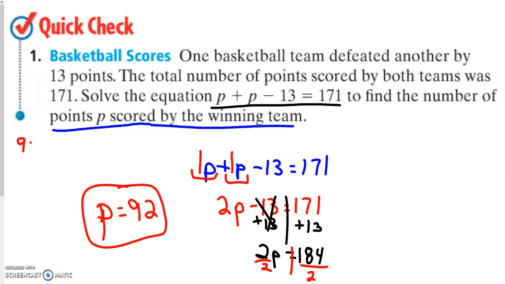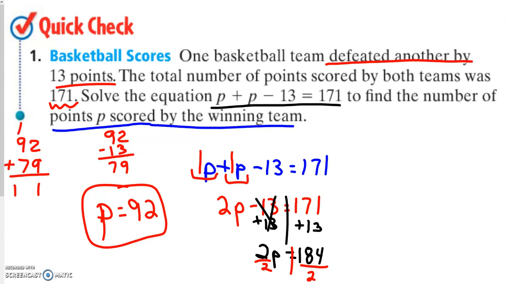And if the winning team had 92 points, it says they defeated the other team by 13. So the other team has 92 minus 13, 79. And it says their total was 171. So if I add those together, that adds up to 171. So good chance that I did that right.